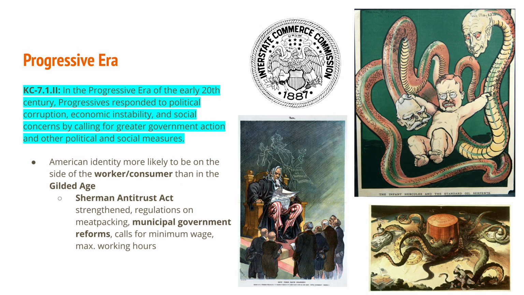So some cities switch over to the council manager system or the commissioner system, in which people are trained in managing local government and they are given the positions to manage local government as opposed to people who are elected based on their charisma. There's calls for minimum wage and maximum working hour legislation, which will very slowly come as the decades progress.